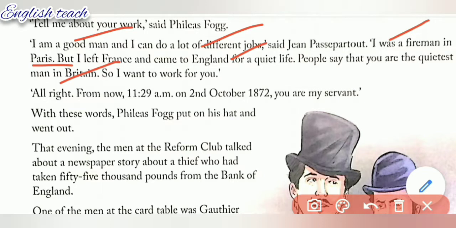So the servant introduced himself. He was a fireman and he can do anything for him. He had heard about Fogg. The people said Fogg is the quietest man, so he was impressed and wanted to work for Fogg. With these words, Fogg put on his hat and went out.